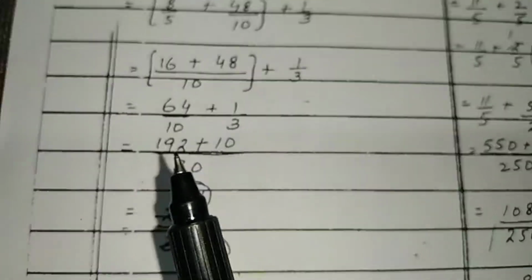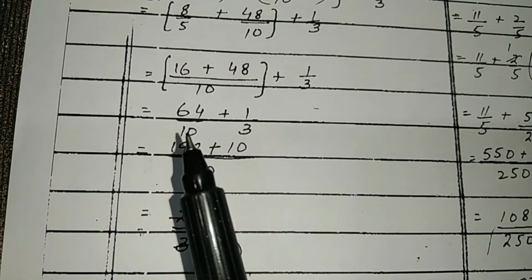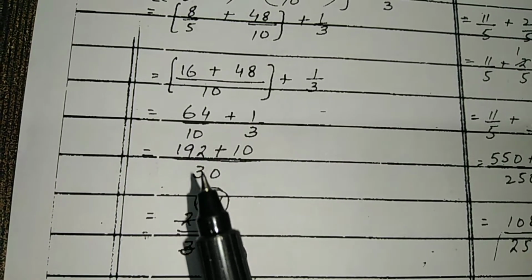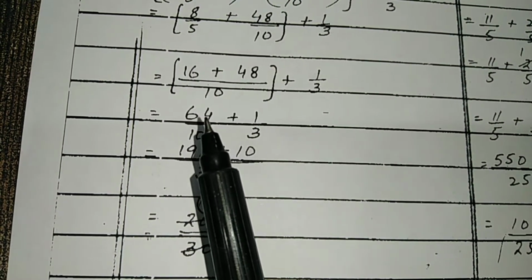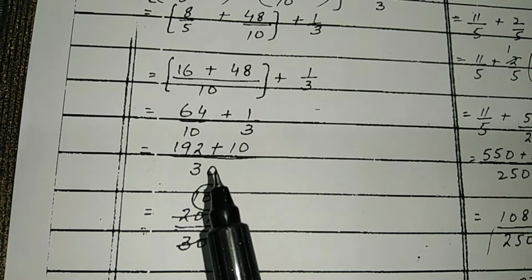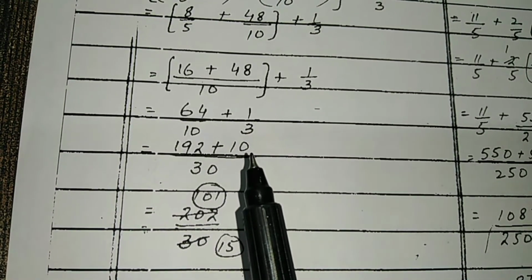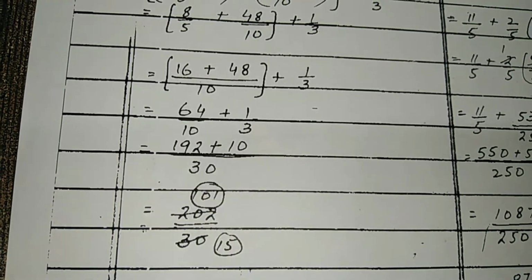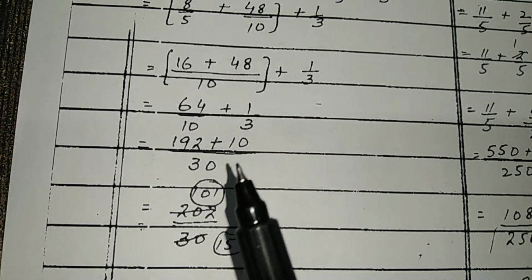Now their LCM will be 30. The LCM of 10 and 3 is 30. Now we have to divide 30 by the first denominator, that is 10. So 30 divided by 10 we will get 3. Now we have to multiply the numerator with 3, that is 64 times 3 we will get 192 plus 30 divided by 3 we will get 10. 10 times 1, that is 10. Now their addition 192 plus 10 we will get 202 over 30.